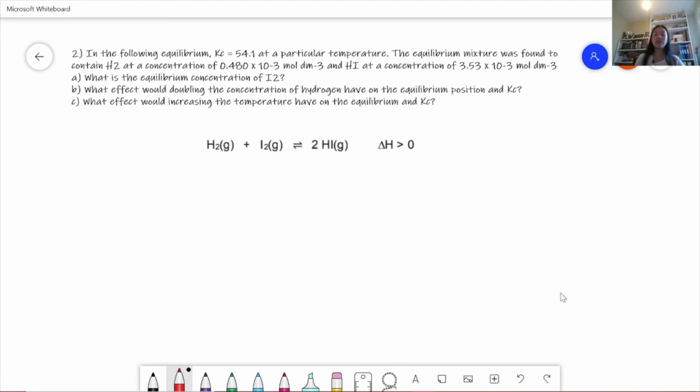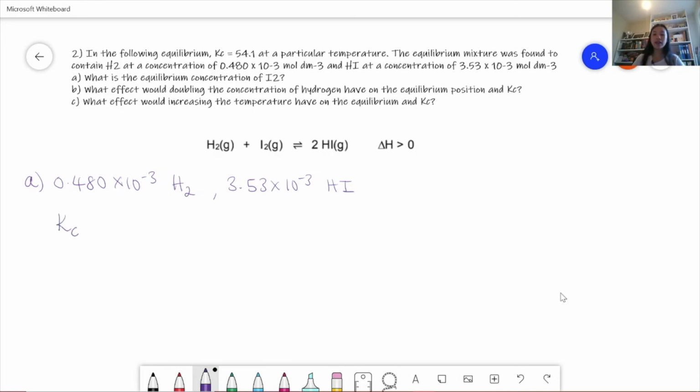And so we don't actually need to work out the equilibrium moles because they've already told us them. So we have 0.480 times 10 to the minus 3 moles per decimetre cubed of hydrogen, and 3.53 times 10 to the minus 3 moles per decimetre cubed of the hydrogen iodide. And so using the Kc equation, we can then work out the equilibrium concentration of I2.